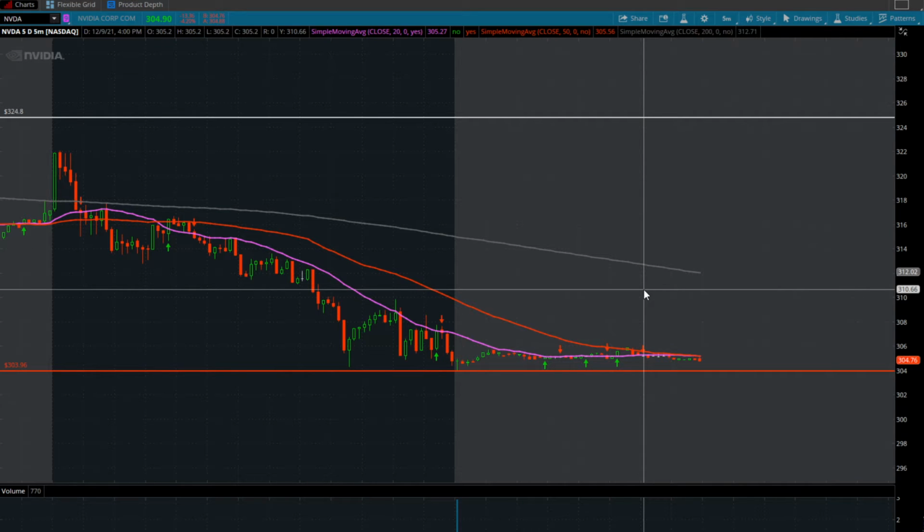So anything over 324, I was looking for a potential setup on Nvidia to go long. However, the market just slowly chopped around and drifted and faded the rest of the day. And I missed out on days like today.